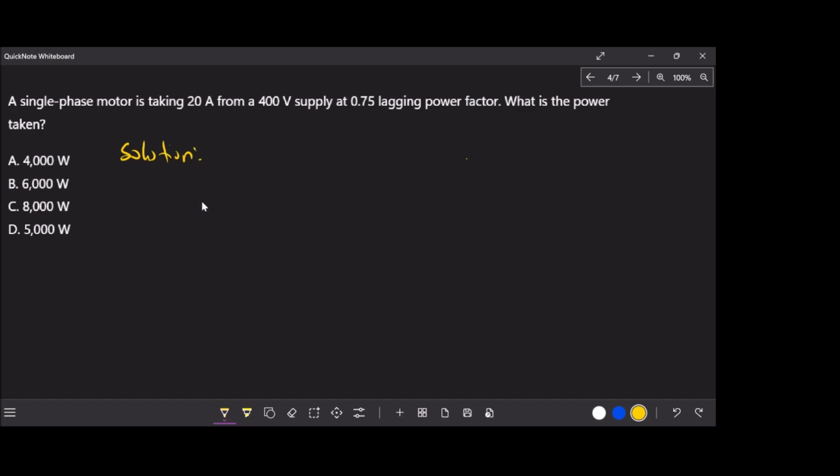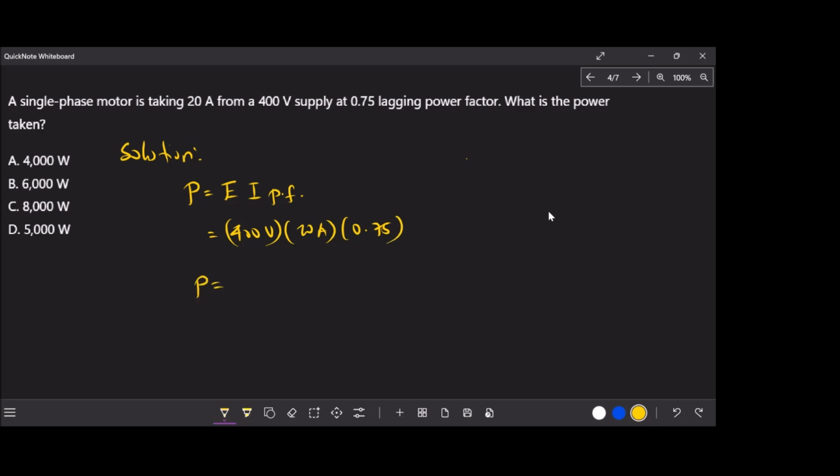Okay? So, yung ating pong formula dito, no? The power in an AC circuit, so single phase lang po ito. So, we have the voltage times the current times the power factor. Okay? So, from the given, yung ating voltage is 400 volts. Our current is 20 amperes and our power factor is 0.75 lagging.